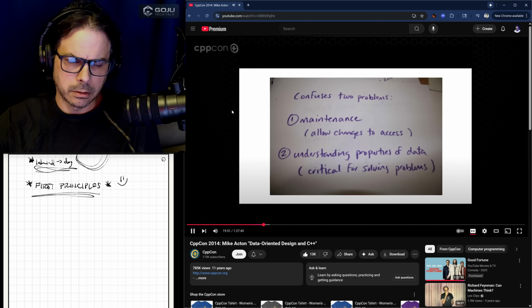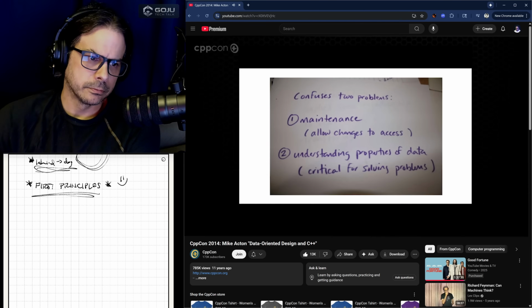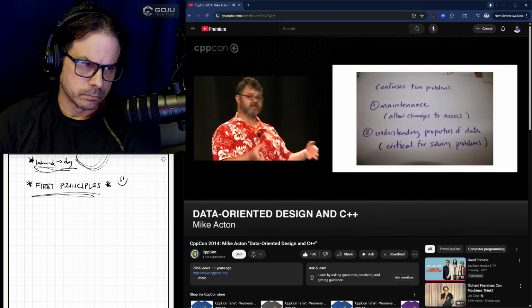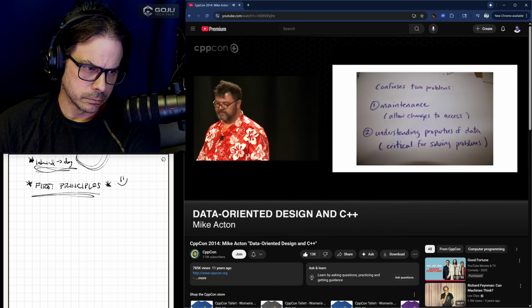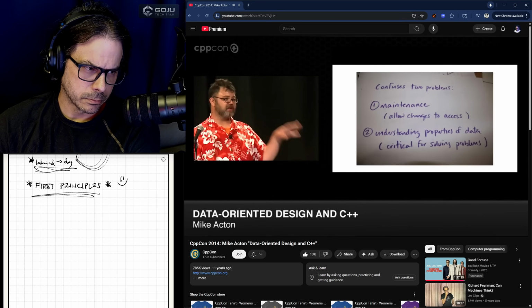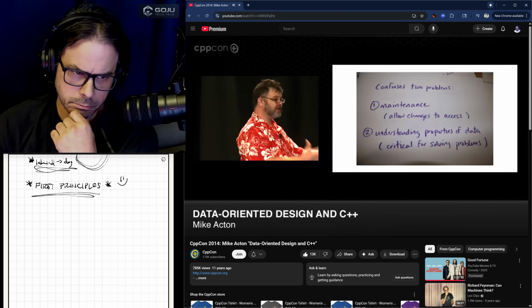Maintenance, which is a good thing. We want to be able to maintain changes to our access to the data. Great. But it confuses that with understanding the properties of the data. What is the data? How does it work? How big is it? What's in there?